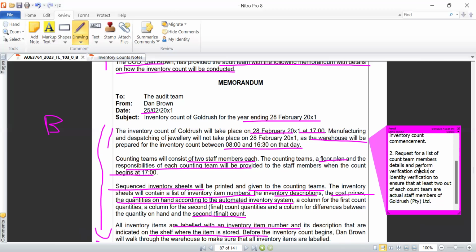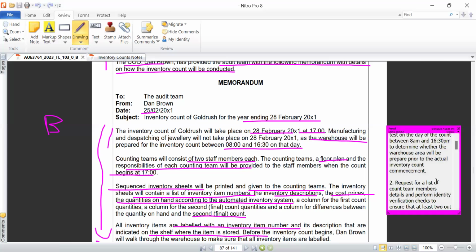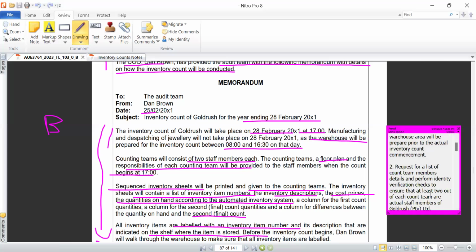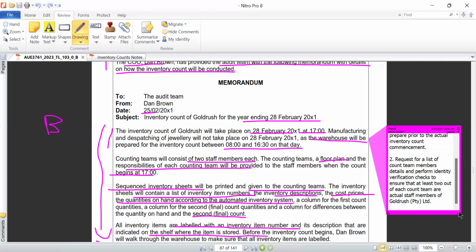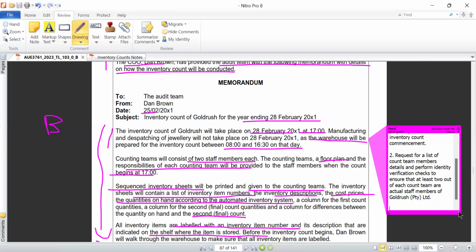Actually, this would make more sense: and perform identity verification checks. Identity verification checks to ensure, right? To ensure what? To ensure that at least 2 out of each count team are actual staff members of Gold Rush Pty Limited. Right, that's what we're going to do.